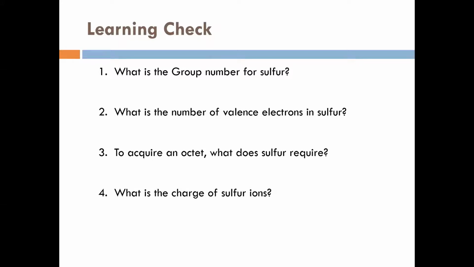And then as you go through, hopefully you got that sulfur is in group 6. That means it has 6 valence electrons. It will have to gain 2. And its charge is going to be 6 minus 8, which will give us a negative 2 for a charge.